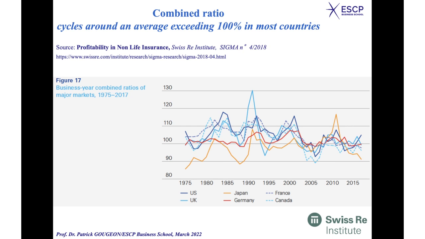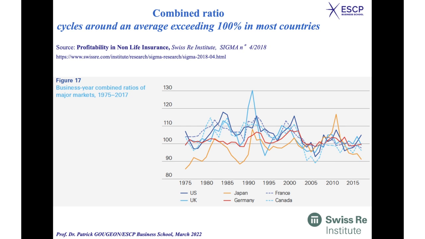Okay, in other words, you may have to increase your premium to compensate for low financial income. And this is also the case in Japan. Not only was competition low, but interest rates were also very low. Now, this graph stops in 2015.